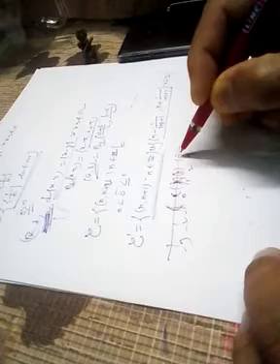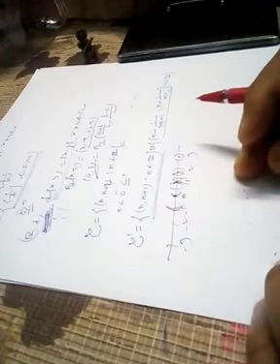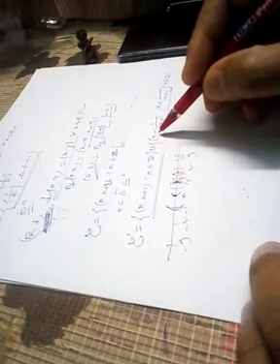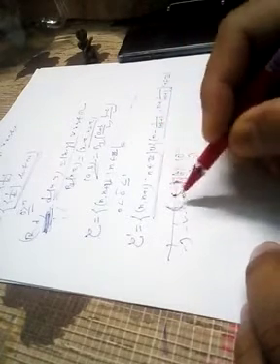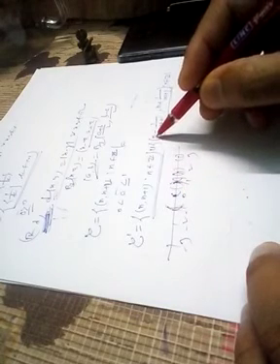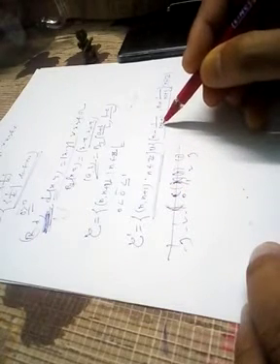I am plotting all this because, just wait and follow me. If we put now n equal to minus 1, then what we will get? Minus 1 minus half.